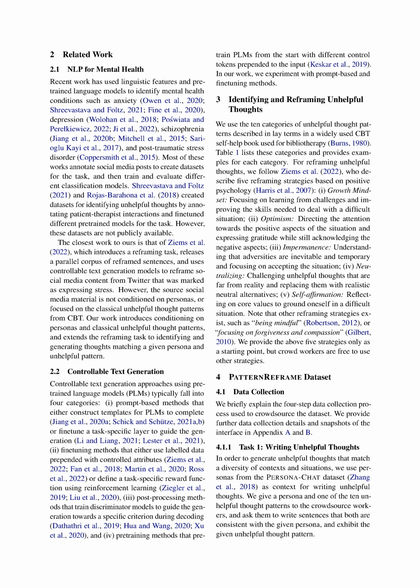Section Summary. Previous research in natural language processing, NLP, for mental health has focused on using linguistic features and pre-trained language models to identify mental health conditions. However, these studies mainly rely on annotated social media posts and lack publicly available datasets. Our work builds upon this by introducing conditioning on personas and classical unhelpful thought patterns, extending the reframing task to generate thoughts matching a given persona and unhelpful pattern. In terms of controllable text generation, we experiment with prompt-based and fine-tuning methods. Additionally, we use 10 categories of unhelpful thought patterns and 5 reframing strategies based on positive psychology to guide our approach.